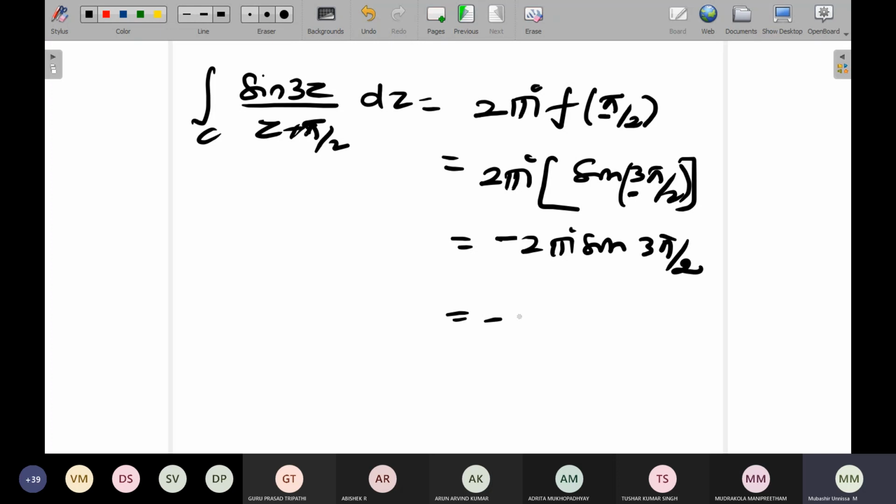So tell me the value of sine 3 pi by 2. What's the value of sine pi by 2? Sine 3 pi by 2. Is it 1 or minus 1? Minus 1. Minus 1 will become 1. So you get 2 pi i into minus minus 1. So the answer is 2 pi i. Is it clear?